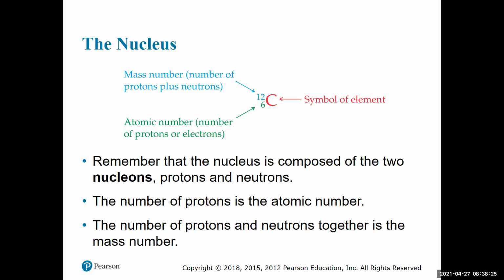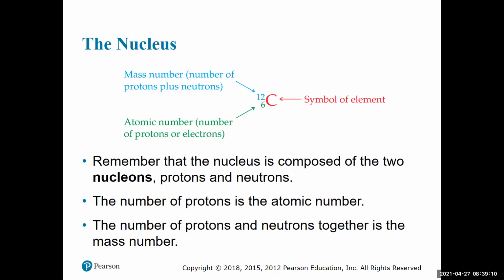So when we talk about nuclear chemistry, one of the things we want to get out of the way in the beginning is the way it's represented. Hopefully this looks familiar to you, where we have our chemical symbol, in this case carbon. You'll have that symbol for whatever element it is. The number on top is the mass number, and the number on the bottom is the atomic number. That's exactly the same as before, just refreshing your memory.